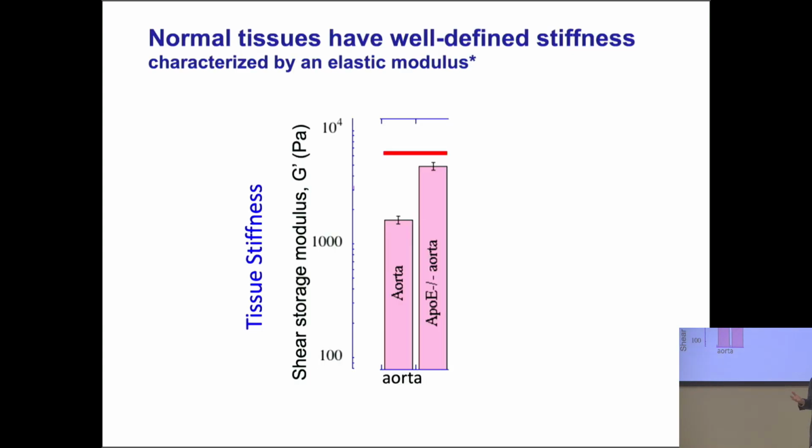And if you do this to a tissue from a normal animal, in this case, the aorta of a mouse, of many mice, these things have a shear modulus of about 2,000 Pascal, measured at about 1 Hertz.